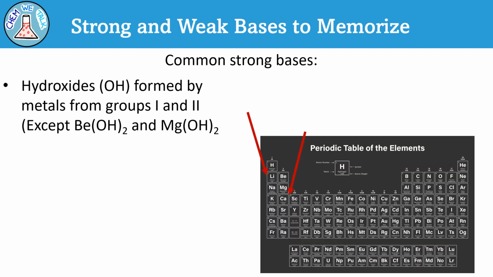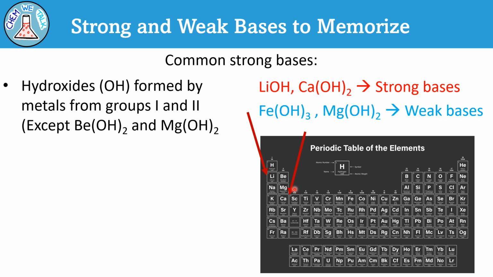Okay, so how do you memorize strong and weak bases? Most commonly, the strong bases that we're going to be using in general chemistry are going to be hydroxides formed by metals from group 1 and 2, with the exception of beryllium hydroxide and magnesium hydroxide, because those are not very soluble. So any of those in those two columns, with the exception of beryllium and magnesium, will be strong bases. So for example, lithium hydroxide, lithium's in group 1, it's a metal, okay, no hydrogen. And then calcium hydroxide is in group 2, and it's not beryllium or magnesium, so it's going to be a strong base.